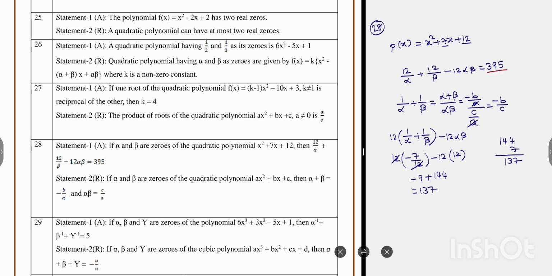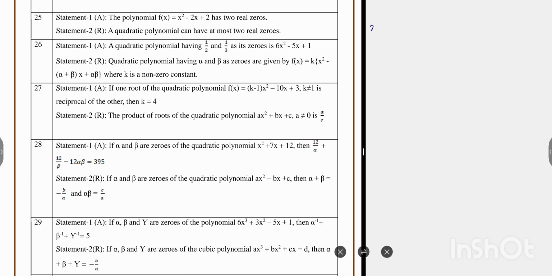So the assertion is false. When the assertion is false, you can have only one option, that the reason is true. We know alpha plus beta is equal to minus b by a, and alpha into beta is equal to c by a, that is true. So here A is false and R is true. Option D is correct for question number 28.